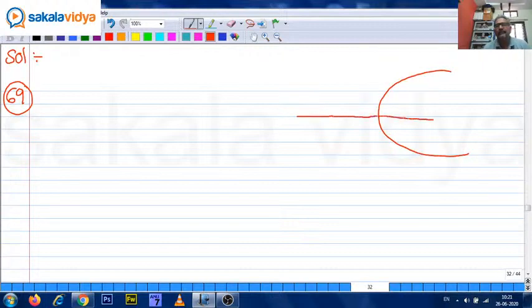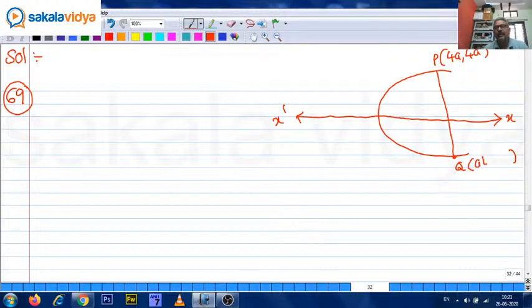See, this is the axis x dash, this is the normal at P, which is (4a, 4a), and it meets the parabola at Q, say (at2 square, 2at2). This is the focus S. The angle subtended by PQ at S we need to find out. Say this angle is theta.